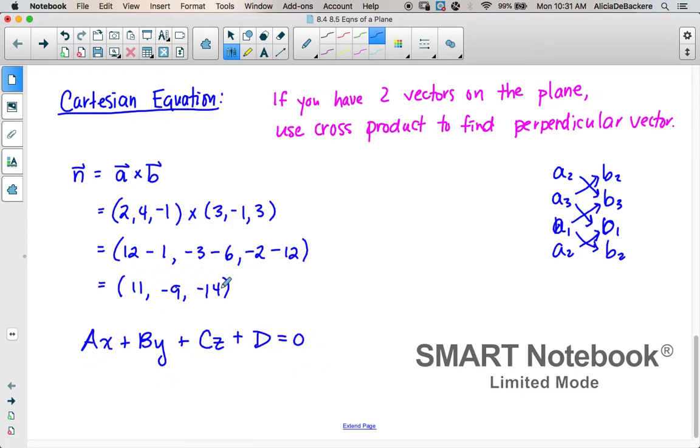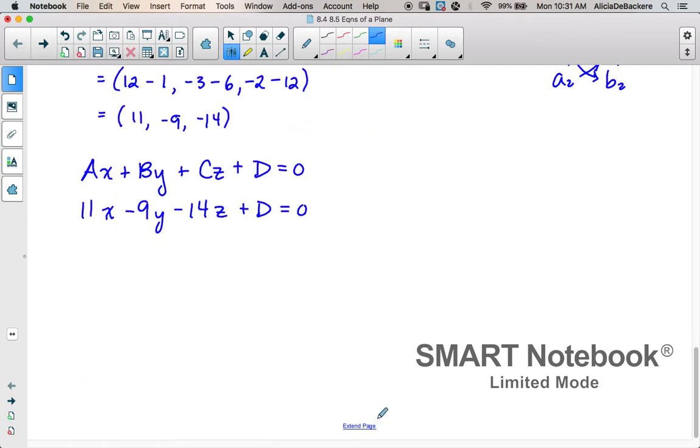And I know that the normal vector represents the A, B, and C. So I'm just left with having to find D here. So I'm going to sub in a point from above for my X, Y, and my Z.